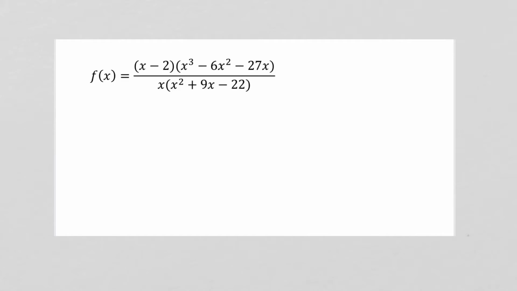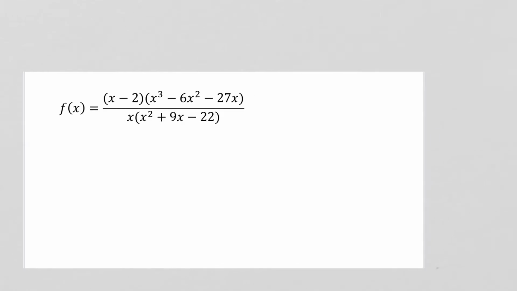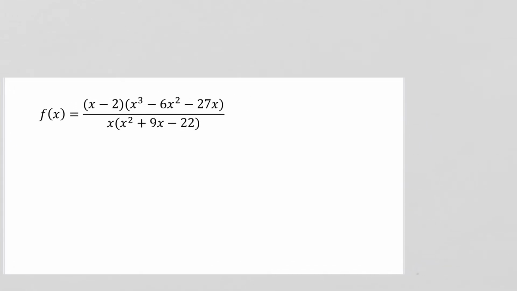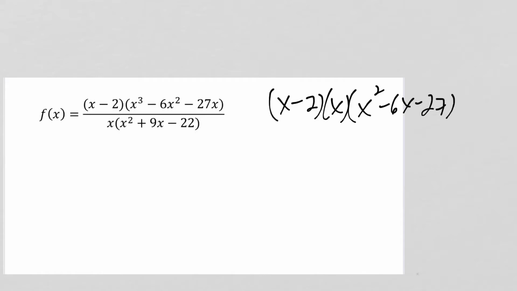Okay, so we were looking for x-intercepts, vertical asymptotes, and holes. And the first issue is that this function is not factored in the numerator and denominator, so we should try to factor first. So in this numerator, we can factor out a common factor. We can factor out an x, which gives us x squared minus 6x minus 27, right? And then we can further factor that other piece.